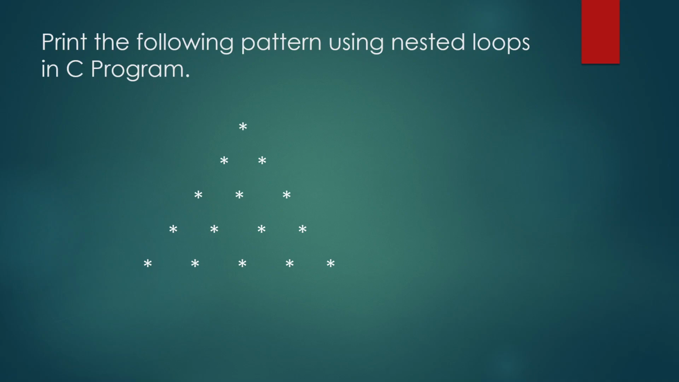Before writing the code, let's understand the logic. We are using two loops here, one outer loop for rows and one inner loop for columns. The outer loop controls how many lines we print and the inner loop decides whether we print a space or a star. Okay, let's go to the code.